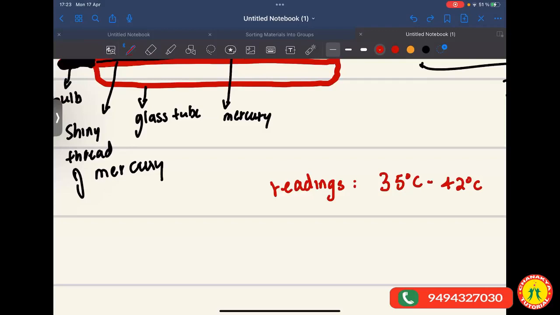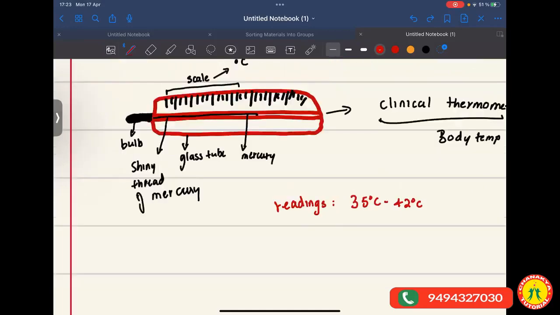So to summarize, the thermometer consists of a long, narrow, uniform glass tube. It has a bulb at one end. The bulb contains mercury. Outside the bulb, you have a small shining thread of mercury. Then you have the scale on top, which shows the reading of the temperature. The scale used is the Celsius scale. There are different types of scales.